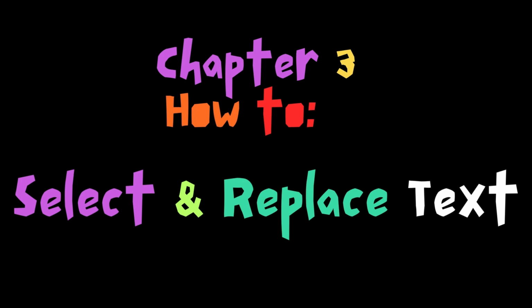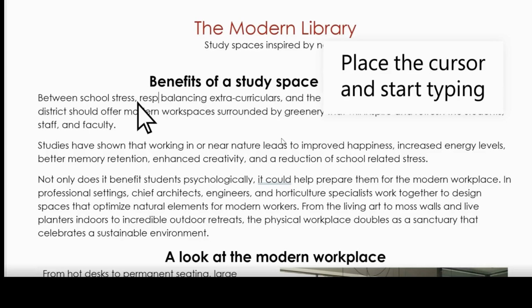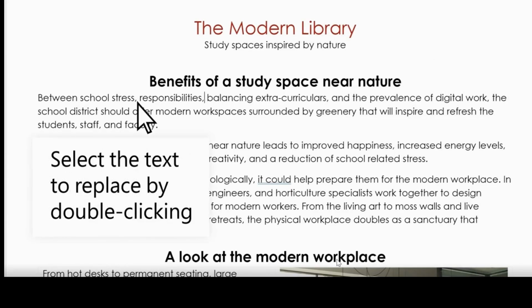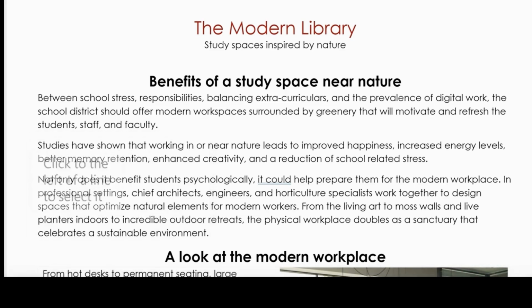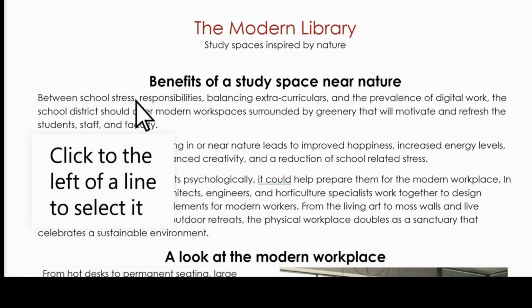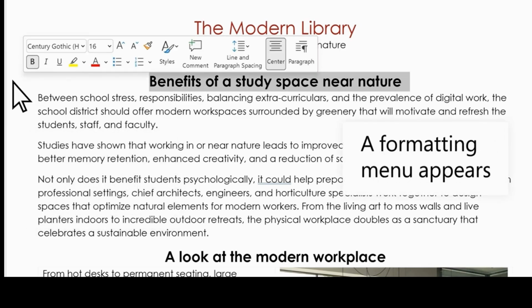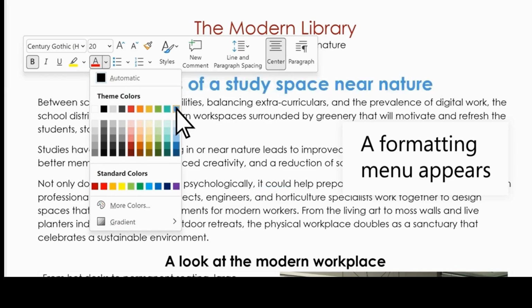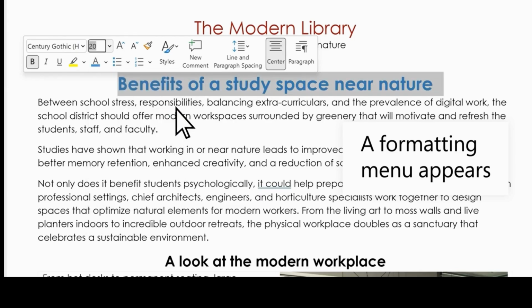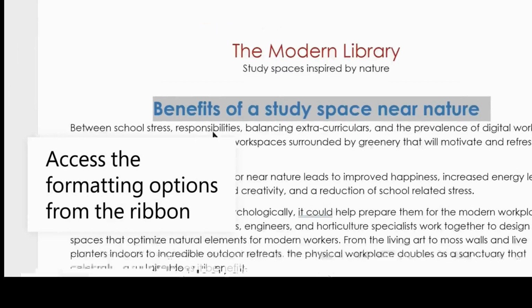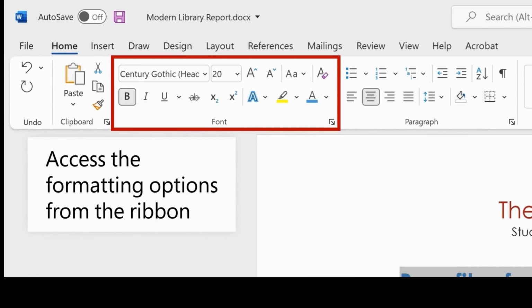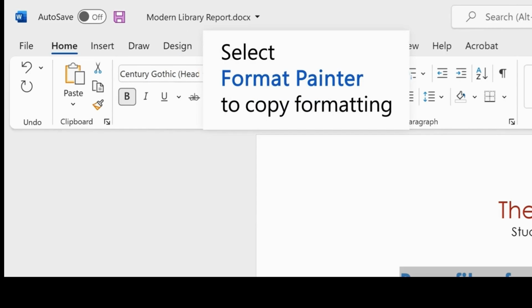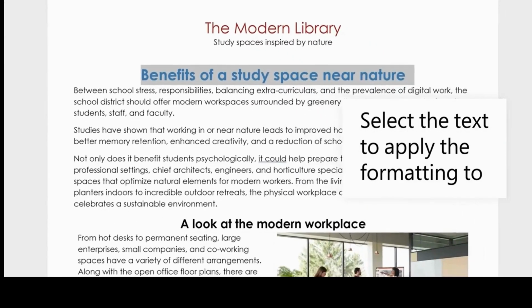How to select and replace text. So, okay, let us type this for an example. Select the text to replace by double clicking. If it's a whole sentence, you highlight everything, and a menu will appear. This is what will pop up. So you simply change the color. And if you want to access the formatting options, that menu is there. So you can select format painter. Yeah, that's what you can do.